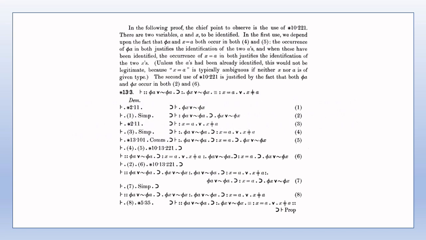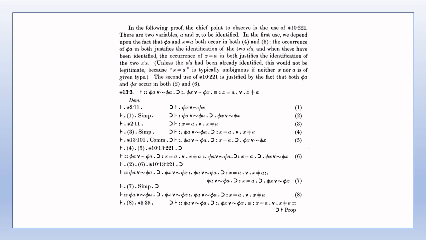And I'll just try to clarify some of the comments made on page 180, immediately preceding the statements and demonstration of proposition 13.3. These comments are relating primarily to the application of proposition 10.221 in the demonstration of proposition 13.3. It appears that in lines 4 and 5 of the demonstration we have the common components phi a and x equals a. However, we can't be sure that the x equals a which appears in line 4 is the same as the x equals a which appears in line 5, whereas we can be sure that the phi a is the same in both lines 4 and 5.